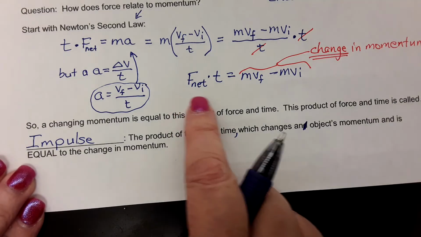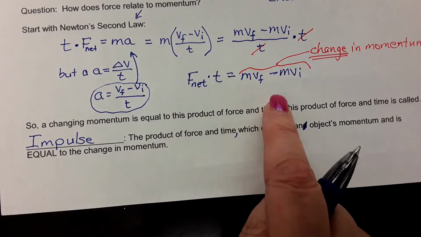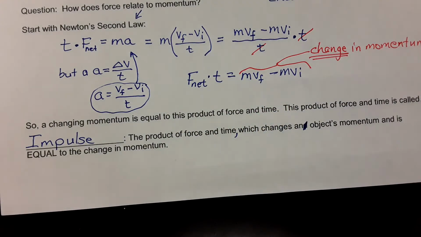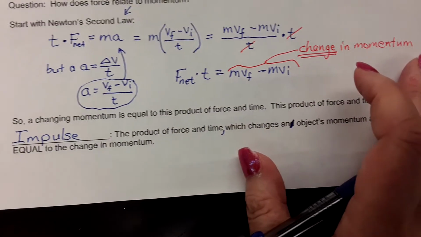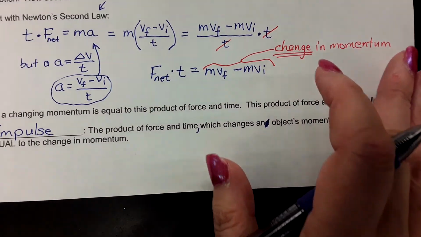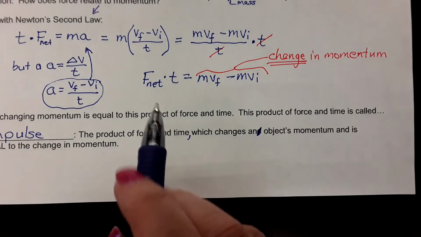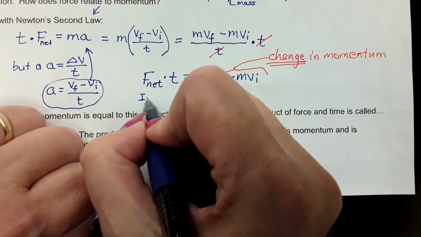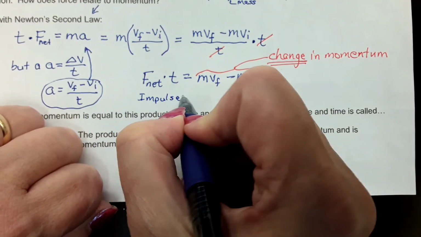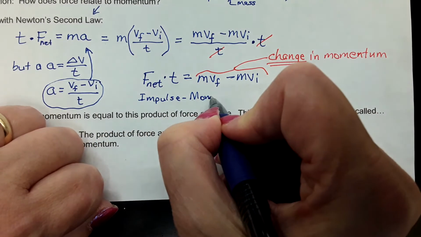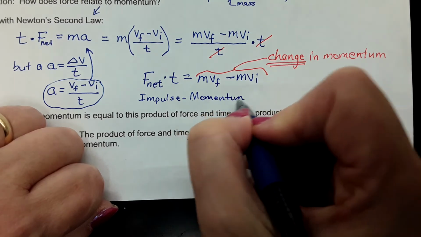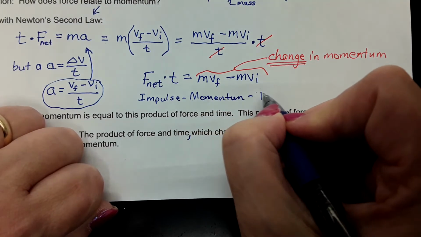In fact, this formula has a name, although you don't need to know it. I'm going to tell you what it is anyway. They do refer to it a couple of times in your videos, and I think I even have a question about it. But this is called the impulse momentum theorem.